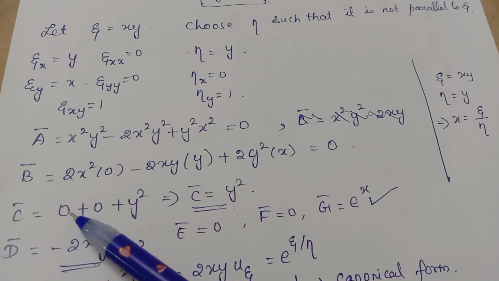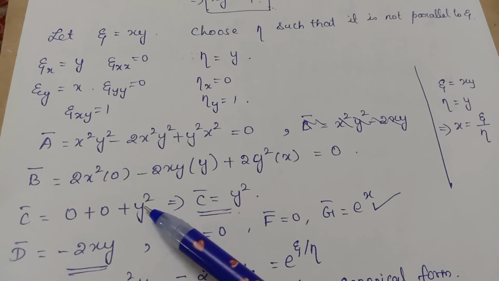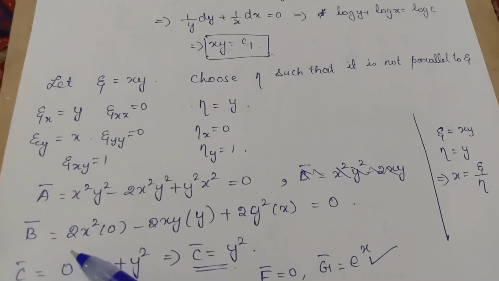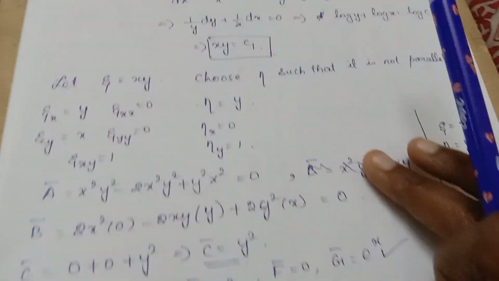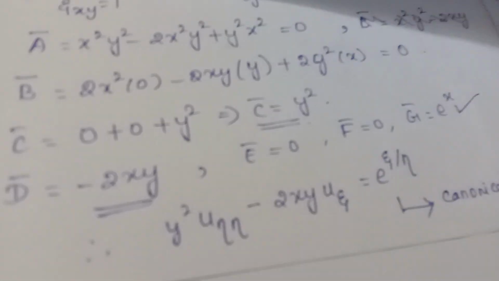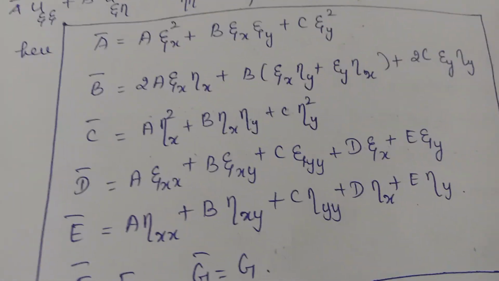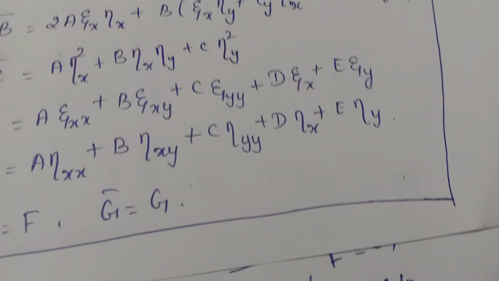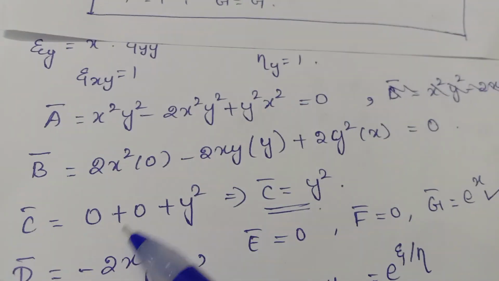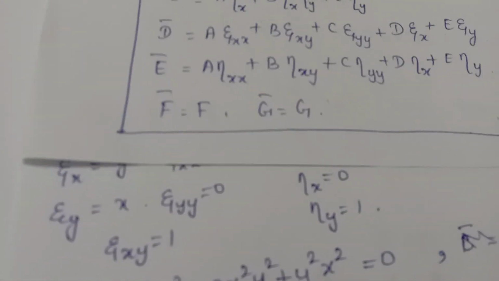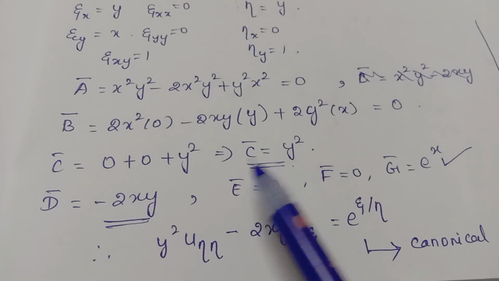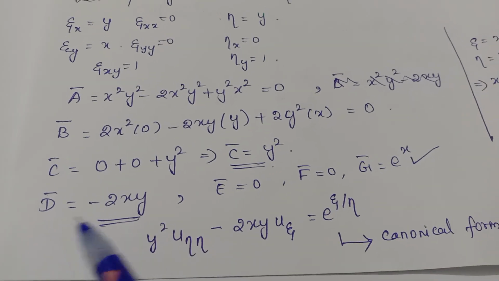And for writing c bar, write a, b, c, then you write what? Eta x square, here eta y square, here eta x eta y. Okay, then for b bar also you have to write, what is the value for b? We have seen. For writing b bar, you have to write 2a, b, 2c. Right. So what is my 2a? 2 into x square into 0 minus 2xy into y plus 2y square into x. So it is 0. So b bar equal to 0 and c bar equal to y square.